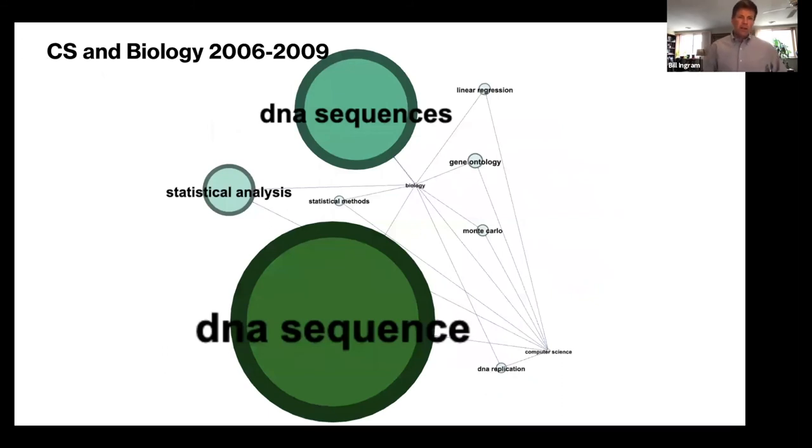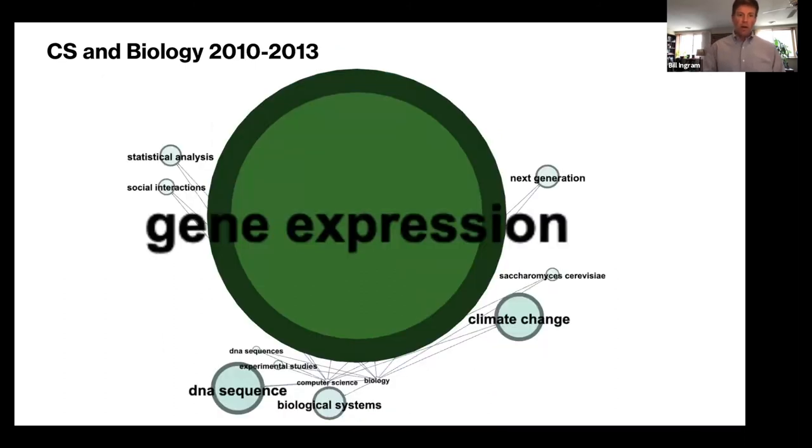So here's the intersection of CS and biology. The first batch of years really didn't have much results at all, but you start to see them here with DNA sequencing, statistical analysis, actually not very surprising. Huge gene expression, again, climate change. And so keep in mind, this is the intersection of CS papers and bio papers. So that means there were CS papers that were written about climate change, about gene expression, about DNA sequences.